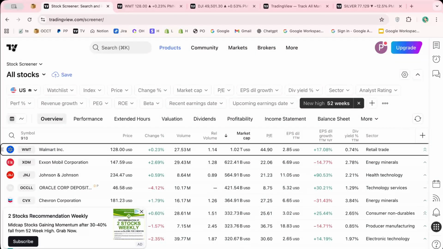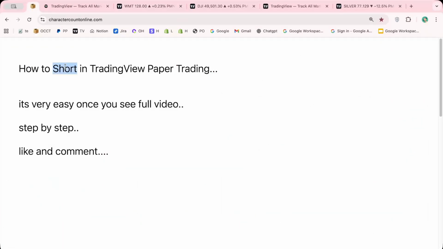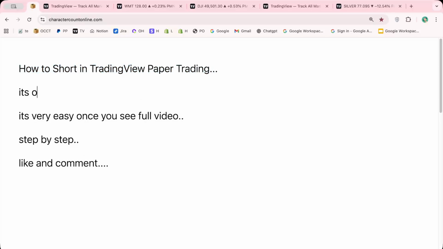In this video, we are going to cover how to short in TradingView paper trading. Shorting, or betting against the market, can be a powerful strategy. It's great for diversifying your trading approach, or even profiting when the market is on a decline. Today, we'll explore this technique using TradingView's paper trading feature. This is perfect for practicing your strategies with simulated money, meaning there's no financial risk involved.